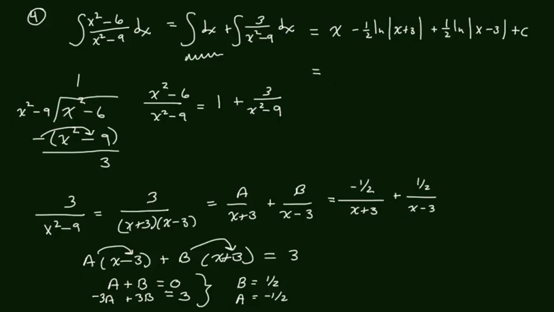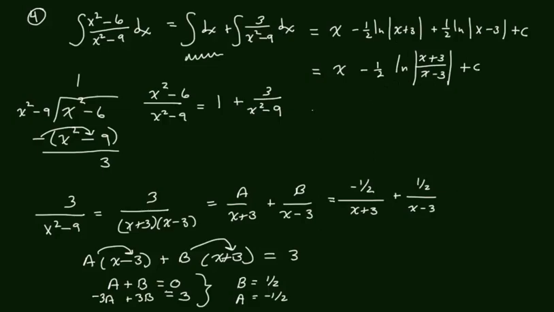Let's just see if we can't simplify this a little further now, though. So this will be x minus a half natural log x plus 3 over x minus 3, an absolute value. I just factored out a negative 1/2 and then combined with the subtraction.